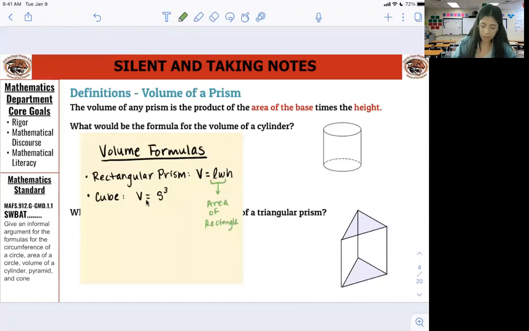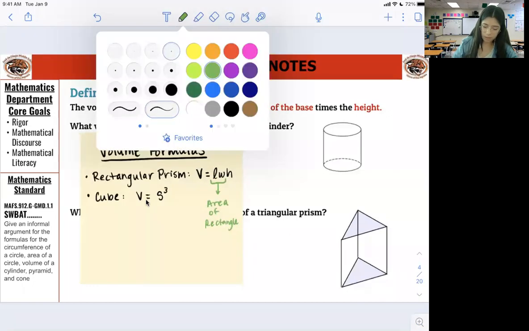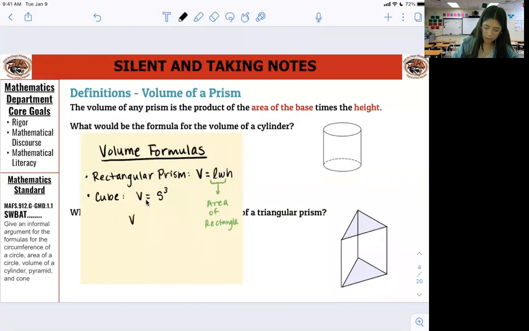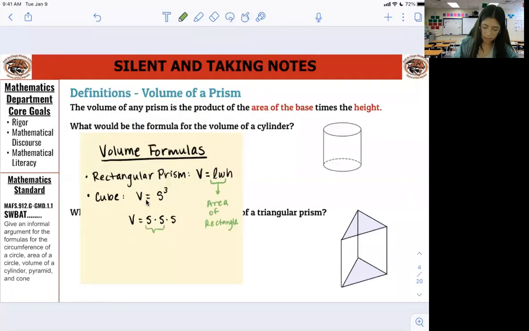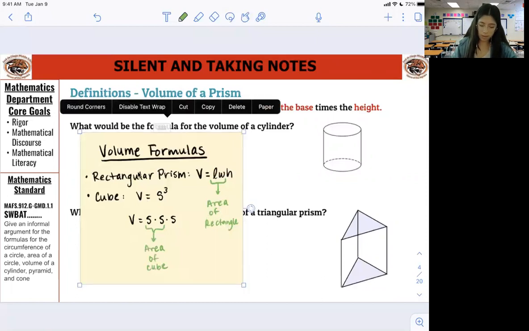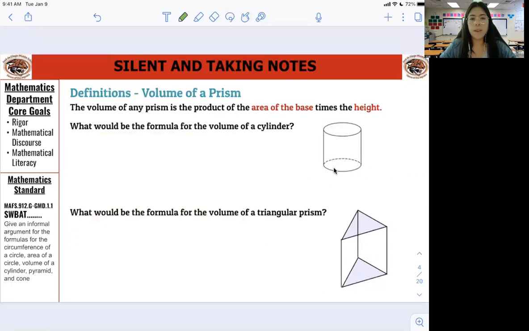Same thing with a cube, because for a cube, you could write this as S times S times S. And we know that the area of a cube's base is S times S, S squared. So for both of these, we're really doing area times height, area times height. So if that's the case, let me move them. What would be the formula for the volume of a cylinder?